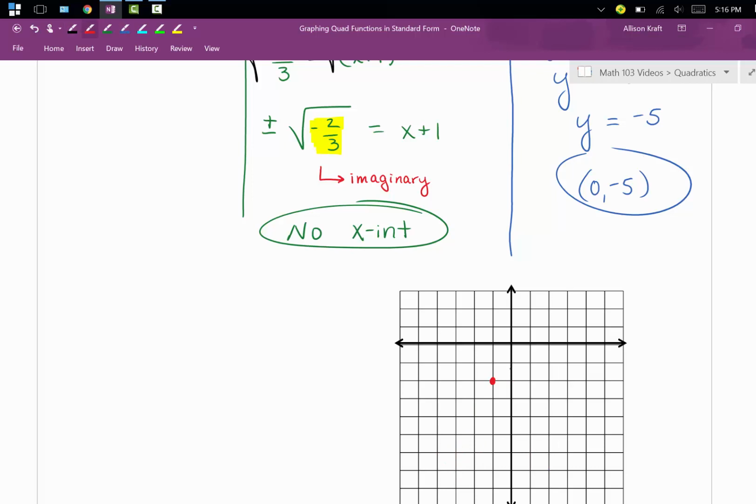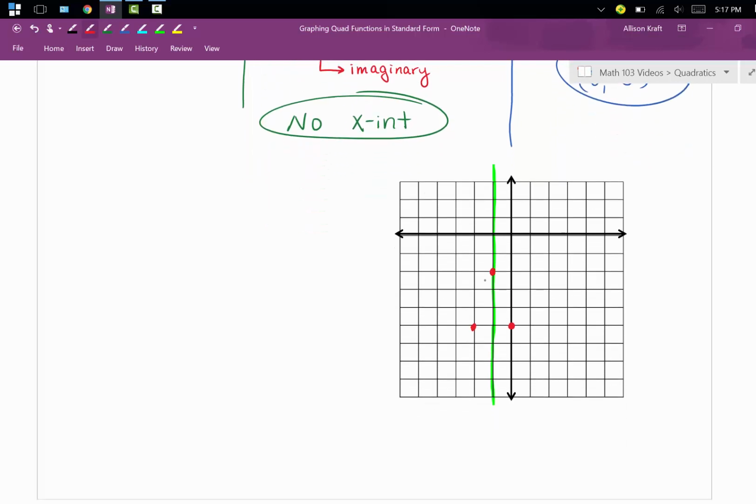Y-intercept is the point 0, -5. We'll use our axis of symmetry, which is the vertical line going through the vertex, and our y-intercept to get a symmetry point. Our y-intercept is 1 unit to the right of our axis of symmetry. Therefore, we know there has to be a point 1 unit to the left of our axis of symmetry. And we draw in our parabola.